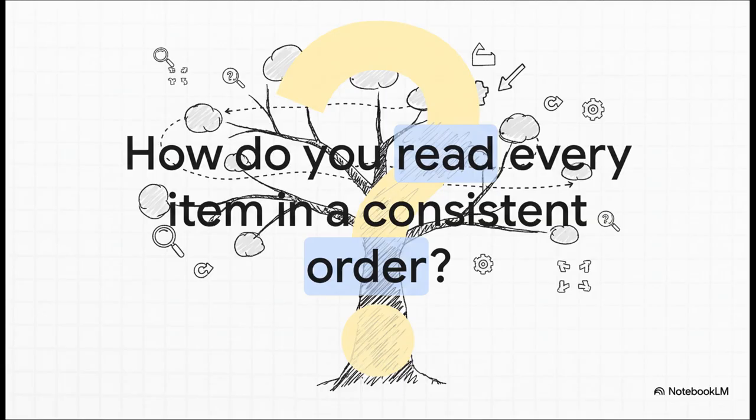Okay, so take a look at this. You've got this tree structure, right? It's not like a simple list where you just go from one element to the next. So how in the world do you read every single item here? And not just read them, but do it in a consistent, predictable order every single time. That's the puzzle, and tree traversals are the solution.